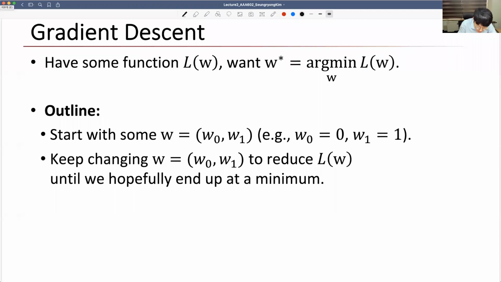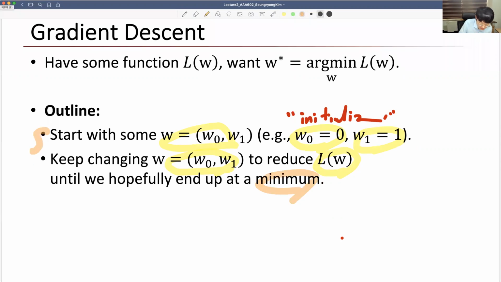So here is the outline. What you want to do is first start from any initial value. For example, let's say W0 is equal to 0 and W1 is equal to 1, something like this. This is called the initialization. And we can keep changing this learnable parameter W to reduce our loss function until we hopefully end up at the minimum. This is the main strategy of the gradient descent algorithm.